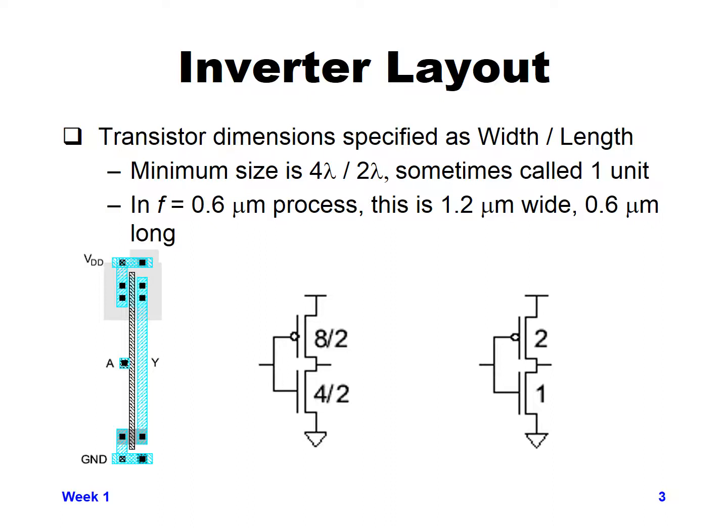And usually we do width over length, because that's how the current equations go for the transistor, W over L. And so sometimes we'll call a single unit the minimum size for the transistor, which would be 4 lambda over 2 lambda in this case. So in a process where the minimum feature size F is equal to 0.6 microns, this would mean that the minimum transistor would be 1.2 microns wide and 0.6 microns long.